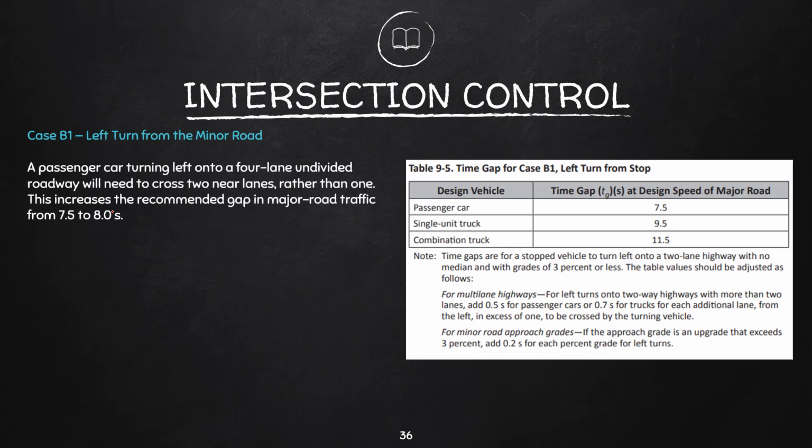But for a passenger car turning left onto a 4-lane undivided roadway, we need to cross 2 near lanes rather than 1. So we will apply this part here. For multi-lane highways, we will add 0.5 seconds for passenger cars for each additional lane. So since that is a 4-lane undivided roadway, we added 1 additional lane for the passenger car. So let me draw that one.